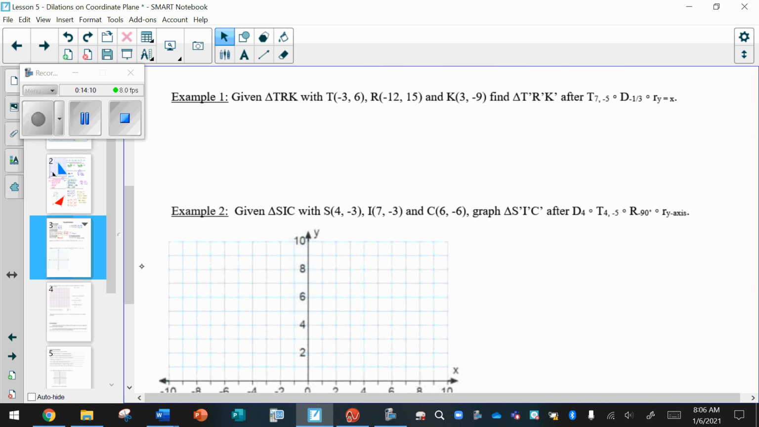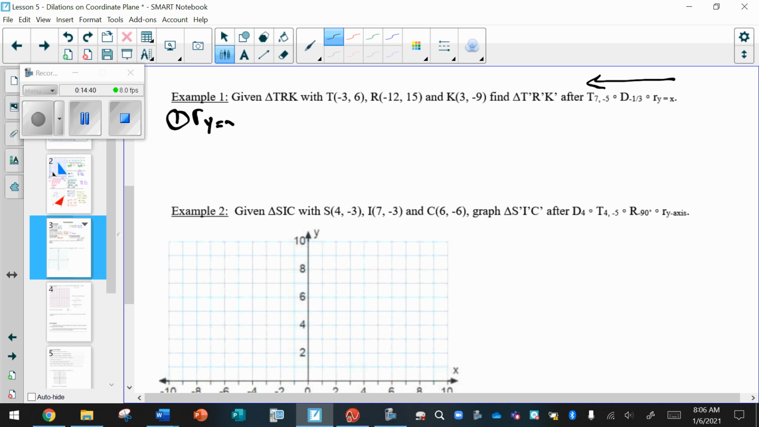All right, so we need to remember the correct order of how to do these compositions. So when you're told to take triangle TRK with T is -3,6, R is -12,15, and K is 3,-9, find T prime, R prime, K prime after the translation of 7,-5, a dilation of -1/3, and reflection over the line y equals x. Remember that we start right to left. So the first thing we're going to do is the reflection over the line y equals x.